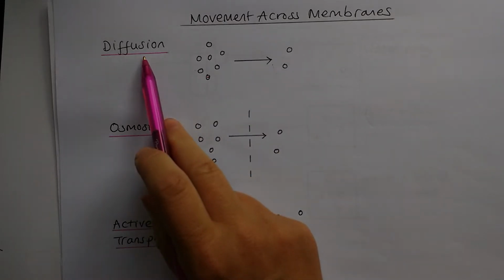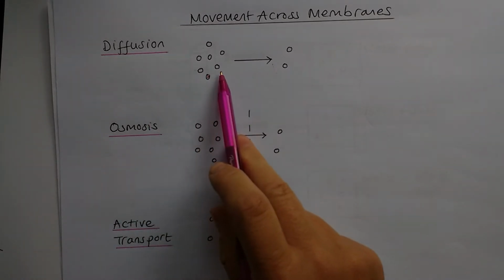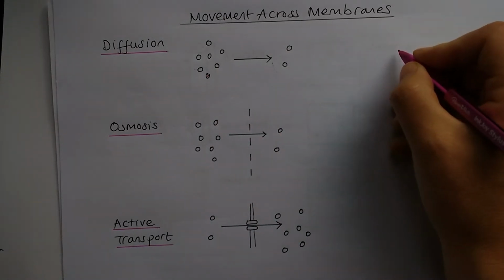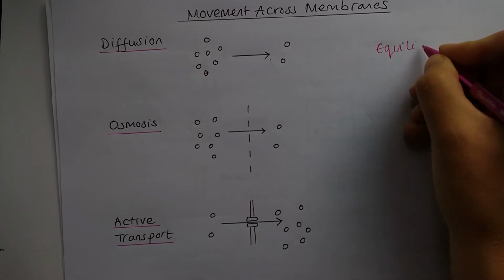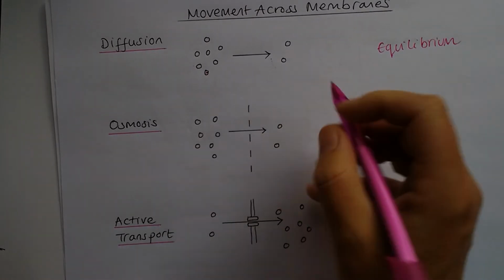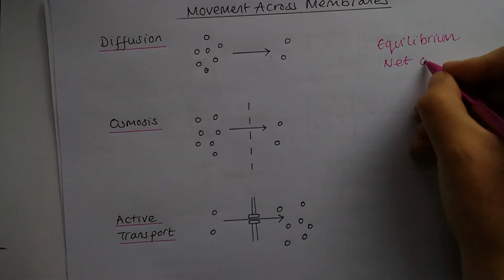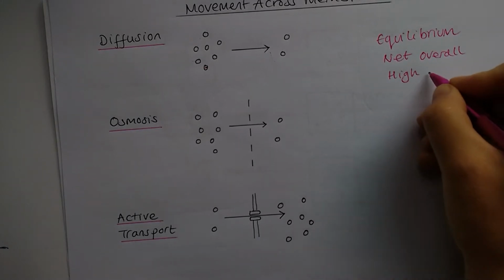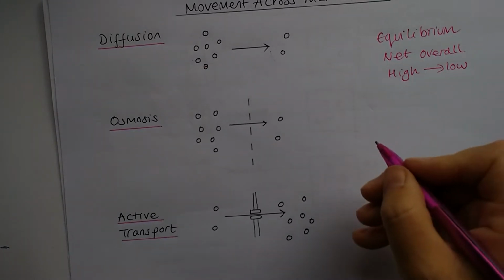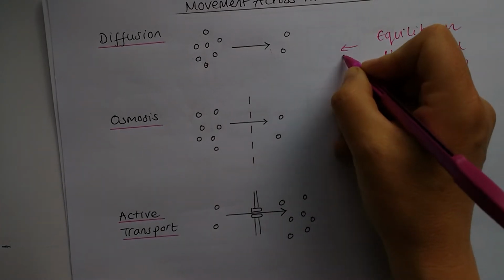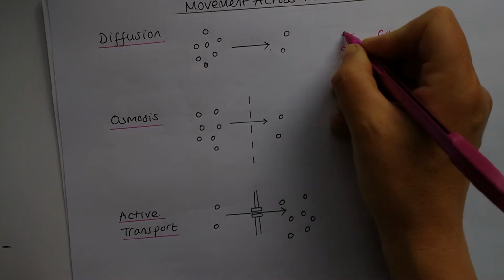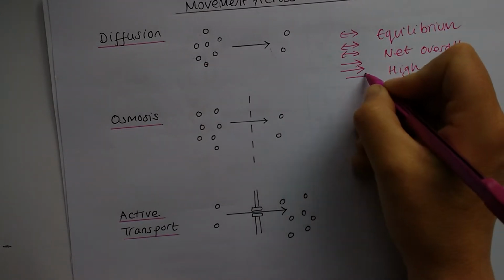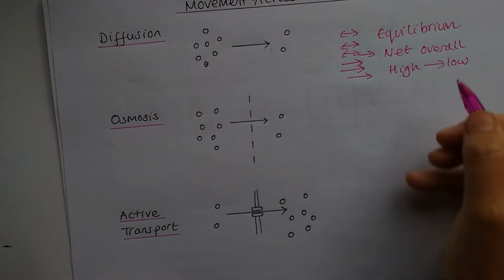So diffusion is the movement of particles from an area of high concentration to an area of low concentration until equilibrium. We say that the net movement, that means overall, is in that direction from high concentration to low concentration. And that's because particles are moving in all directions. However, the majority, overall, the movement would be from high to low.